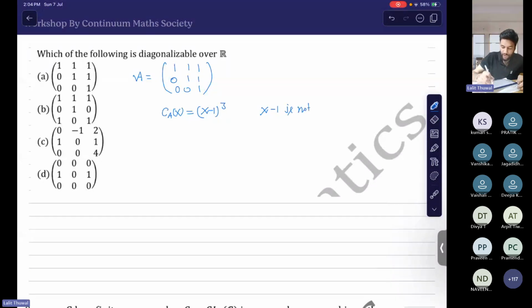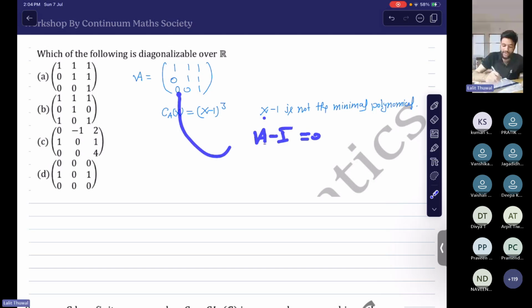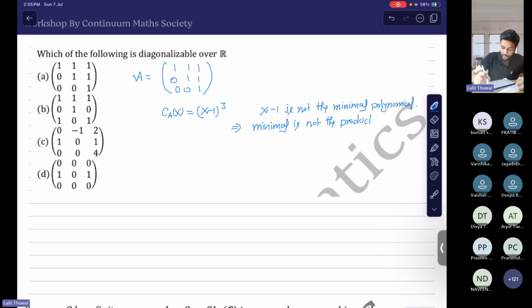Why is it not the minimal polynomial? Because you can verify it by hand. Just put A in place: A minus I is not equal to 0, because A is not the identity matrix. So from here we conclude that the minimal polynomial is not a product of distinct linear factors, right?